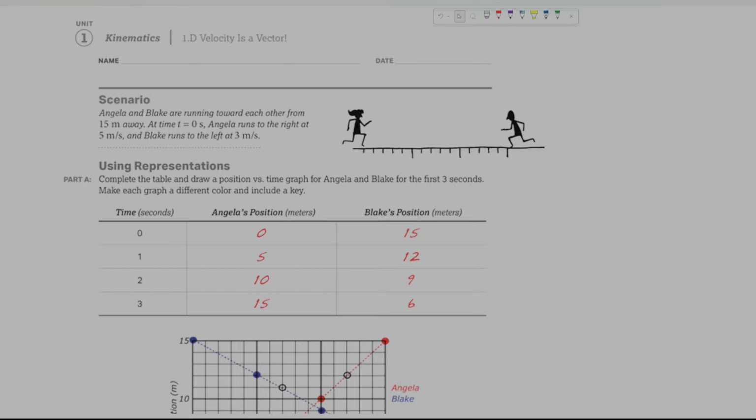All right, in this scenario, Angela and Blake are running toward each other from 15 meters away. So you could see some similarities to previous workbook pages with the 15 meters. At time t equals 0, Angela runs to the right at 5 meters per second, and Blake runs to the left at 3 meters per second. I'm just going to point out a couple things here. Remember, read the scenario completely.